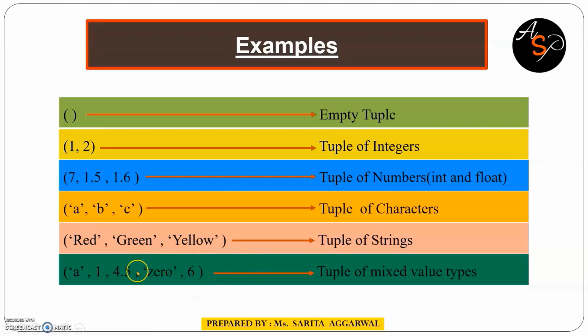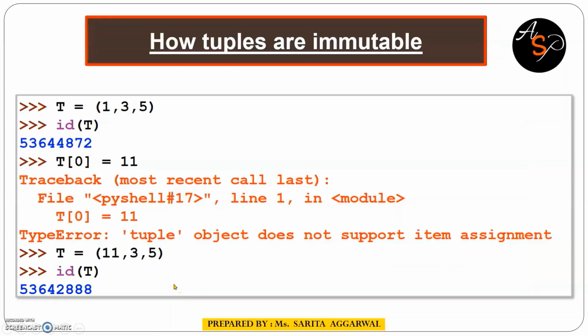Next is, in this tuple you can see here there are different types of values stored. First one is a character, next 1 and 6 both are of integer types, 4.5 is a floating type and 0 is a string type. So this is a tuple of mixed values type. Next one is how we can see tuples are immutable.